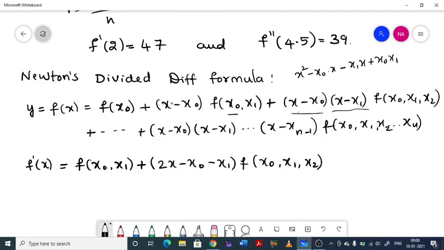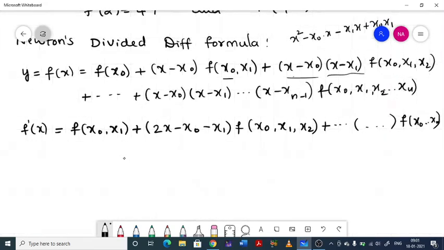So differentiating this one, you will get 2x minus x naught minus x1 into f of x naught comma x1 comma x2 plus and so on. So finally you get something here, that term I am not going to write, f of x naught comma x1 comma xn. If you find this term is difficult, you can do one thing. So I'll directly write from this.